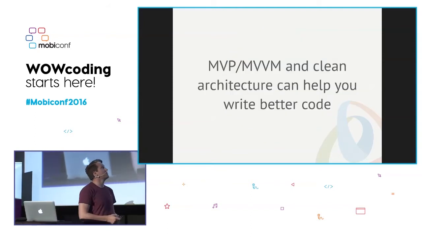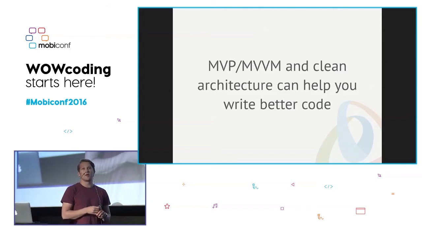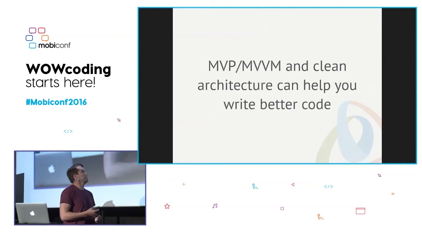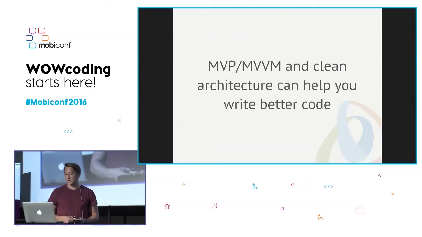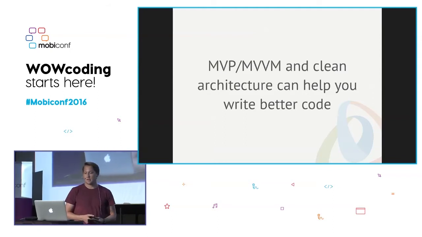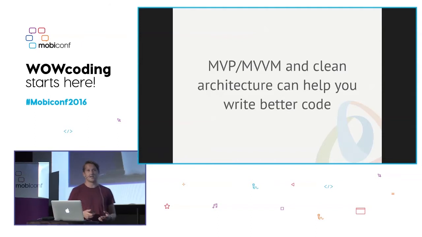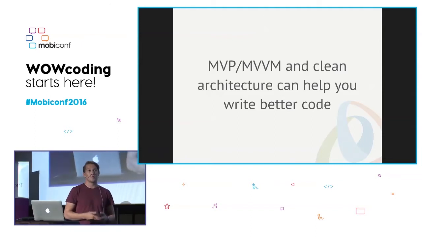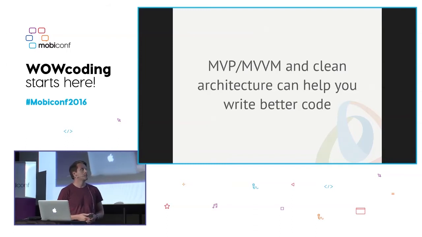So, MVP, MVVM, and clean architecture can help you write better code. What do you think about that? Oh, just three people. I think that it is kind of true, because with separation of your logic, your code can be better. And it can help you write better code, but there are some techniques from extreme programming like TDD or pair programming or things like that. They can lead you to have better code.